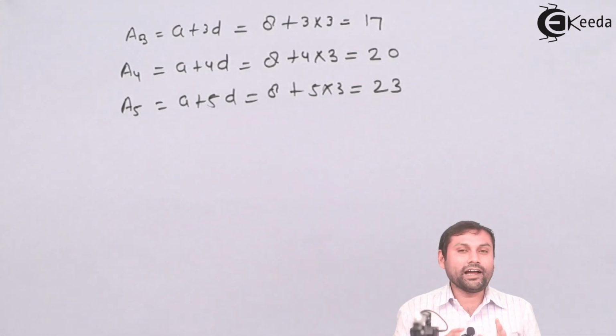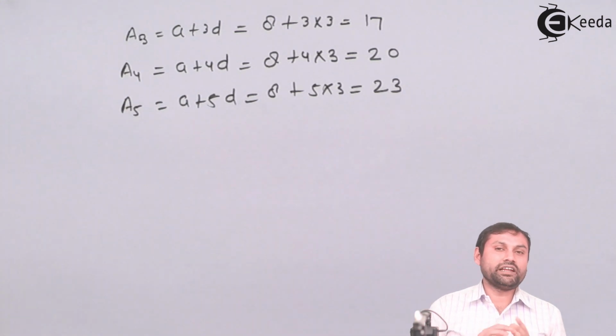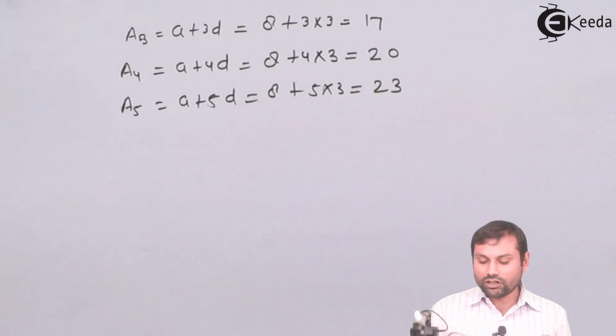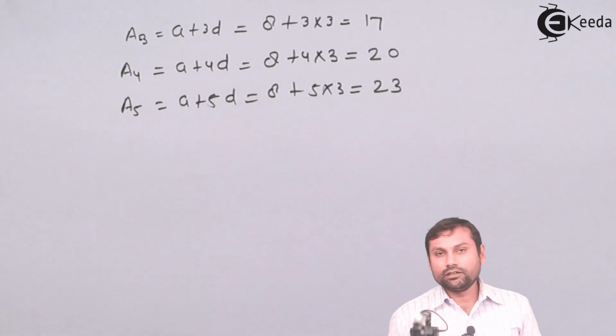So these are the 5 arithmetic means which you have inserted between 8 and 26. That is, what? 11, 14, 17, 20 and 23.